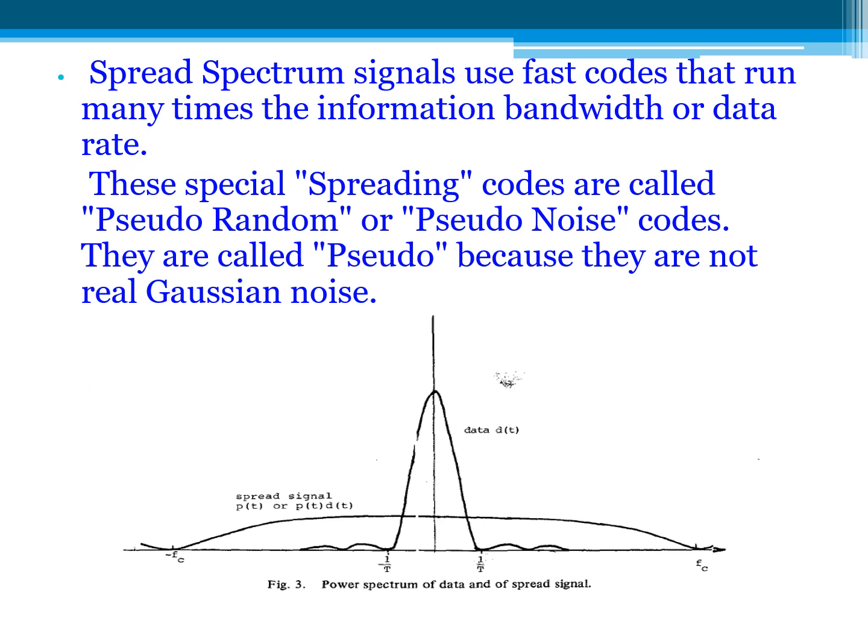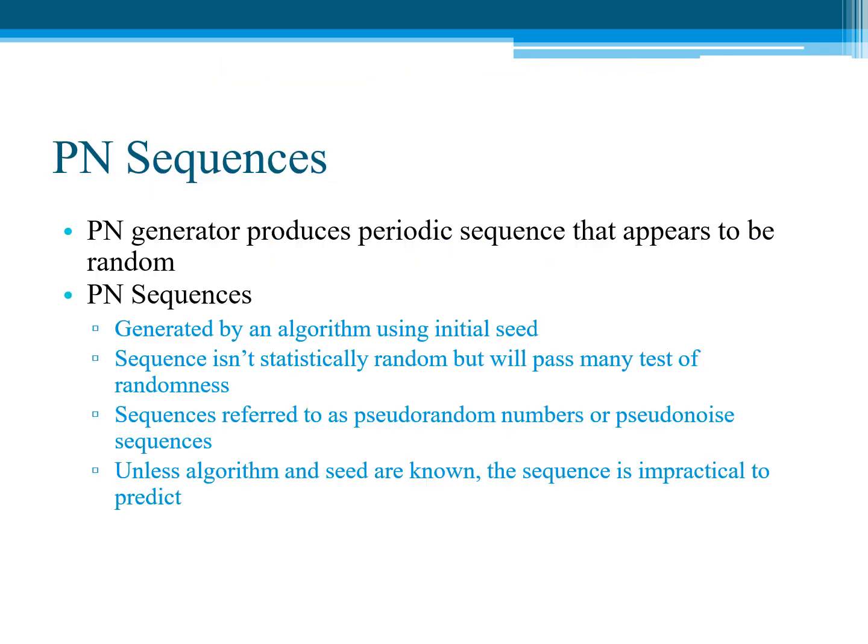And also these spread spectrum signals use fast codes that run many times the information bandwidth or data rate. And also these special spread spectrum codes are called pseudo random or pseudo noise codes, and they are called pseudo because they are not real Gaussian noise.